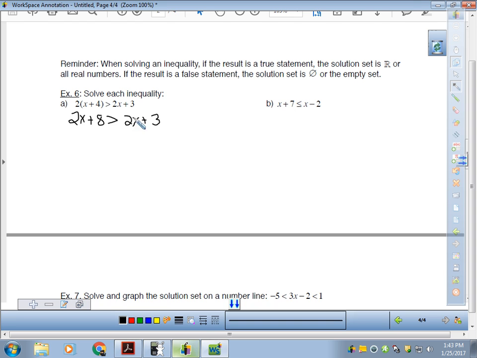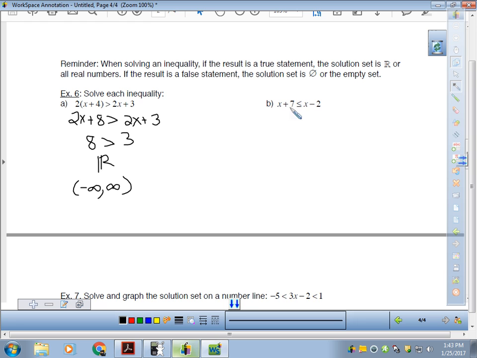And then I'll take this 2x and I'll subtract it over. When I subtract it over, it'll cancel out, and so I'll just be left with x is greater than 3. That's a true statement, right? 8 is greater than 3. It's true. So that tells us that our solution set is all real numbers, which you can write in an interval as negative infinity to infinity. Okay.